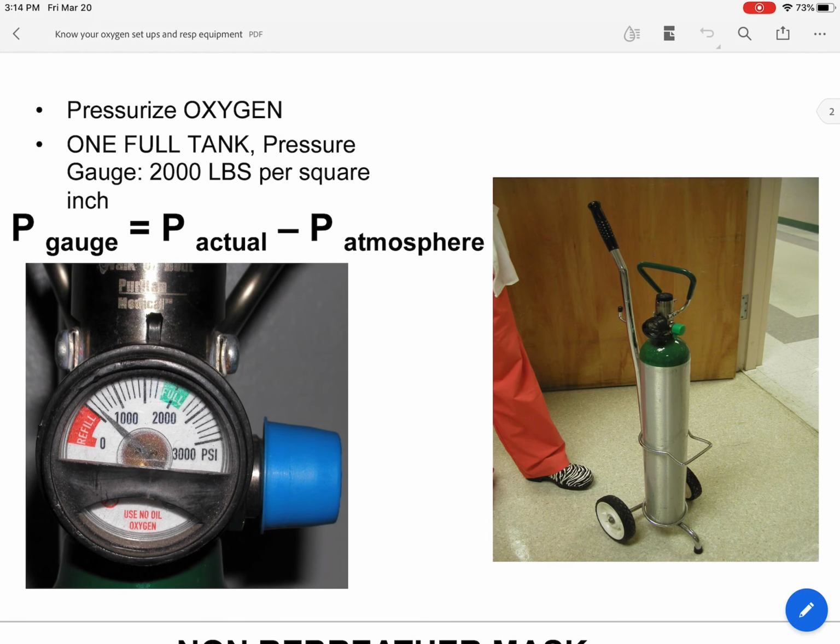So we talked about gauge pressure. You can use that to talk about the oxygen tanks and the pressure. You can look at it in the picture on the left there. You can see the tank is measured in PSI, or pounds per square inch.